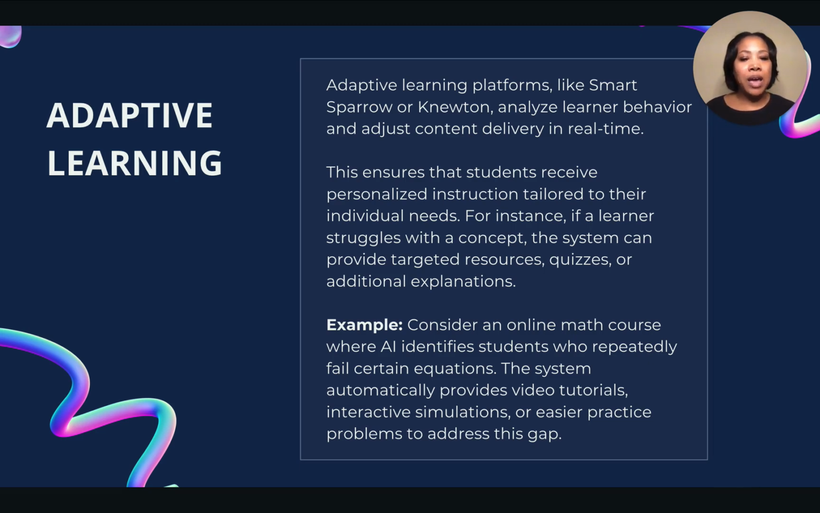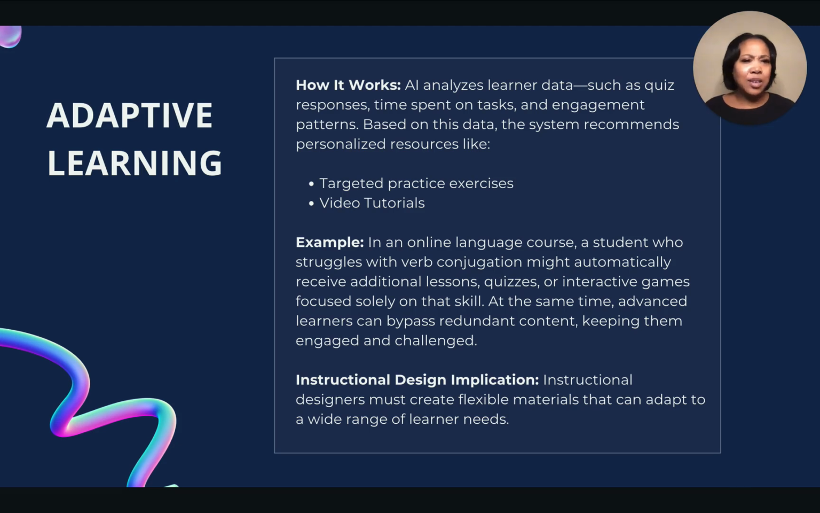Consider an online math course where AI identifies students who repeatedly fail certain equations. The system automatically provides video tutorials, interactive simulations, or easier practice problems to address this gap. But how does it work? AI analyzes learner data such as quiz responses, time spent on tasks, and engagement patterns. Based on this data, the system recommends personalized resources like targeted practice exercises or video tutorials.